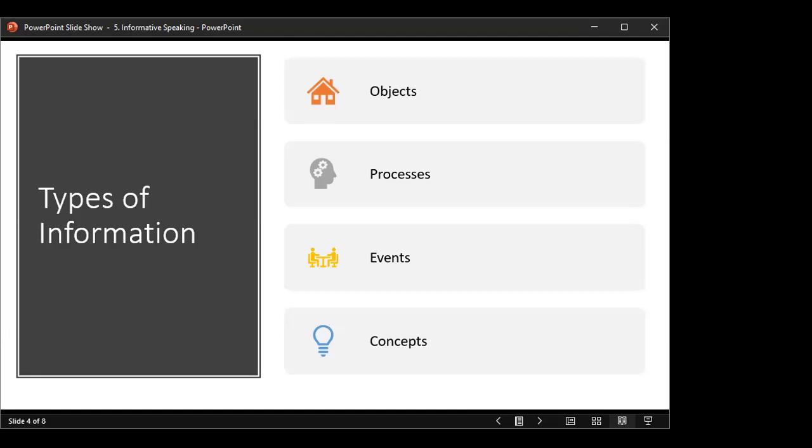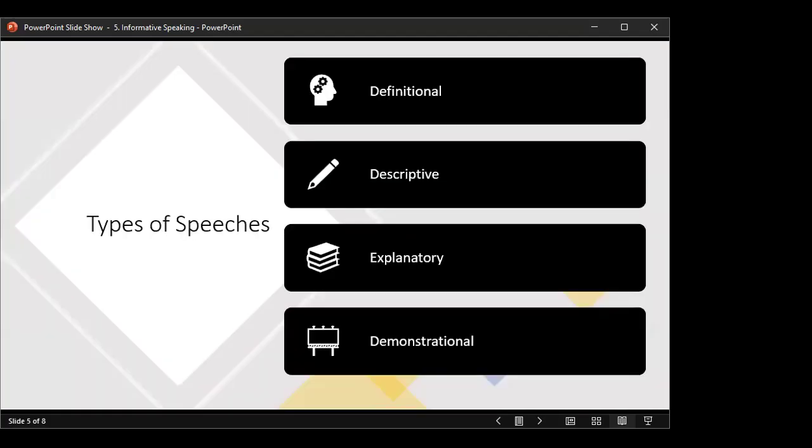So once we identify the type of information, just like a gift, we identify what we want to get, then we have to think about, how are we going to package that gift? And that's where we think about the types of speeches. So we have 4 different types of informative speeches we can do. I'll go through all 4, and then I'll circle back and give you an example of how each different type of speech can get us to a different place about the same topic.